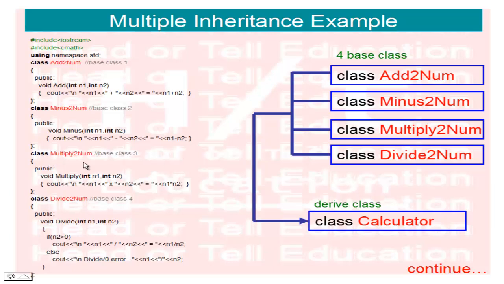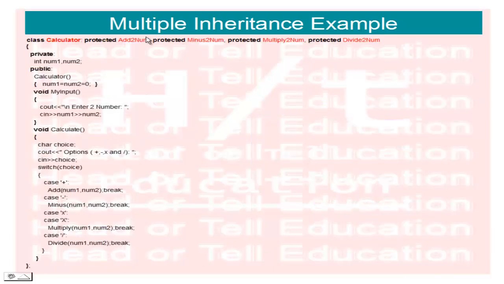Now the third is the multiply two numbers class, so this is the base class, passing two integers n1 and n2, and printing n1 multiplied by n2. Now the divide two numbers class: divide with int n1 and n2, and here I am checking whether n1 is greater than n2, then we divide, otherwise we show the error. This example continues.